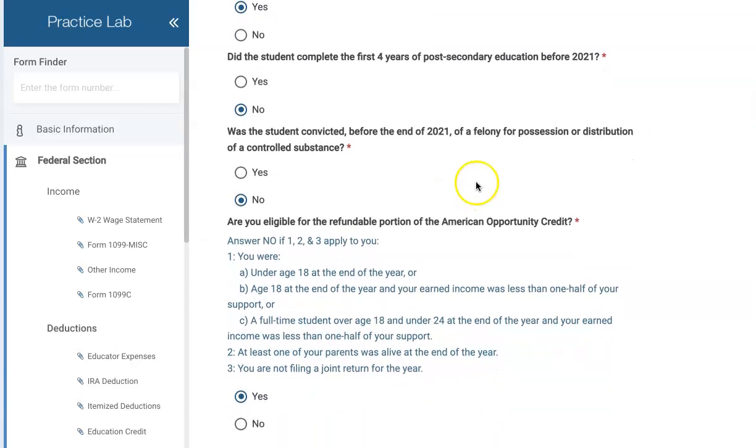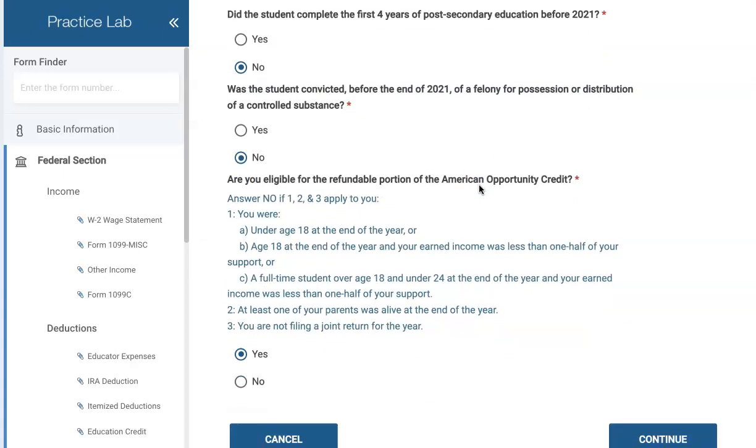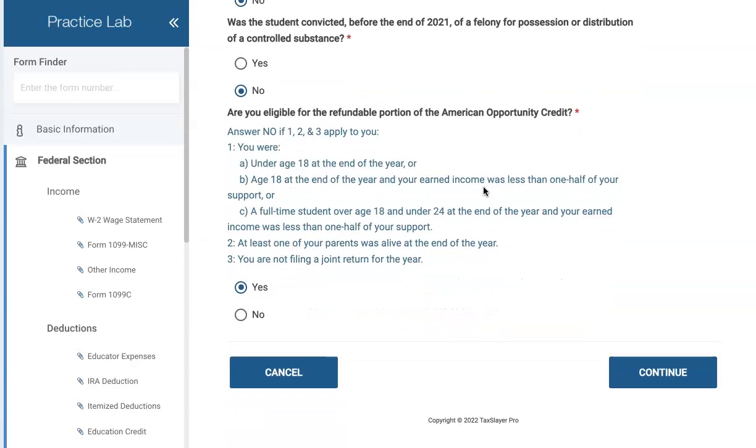You need to theoretically ask about felony possession of controlled substances. And finally, this is a badly worded question and basically says if you're a young taxpayer and one of your parents is alive and you're not married, you're not eligible yourself to claim the AOC. But in this case, the student is Raymond and the taxpayer claiming the credit is Sophia.